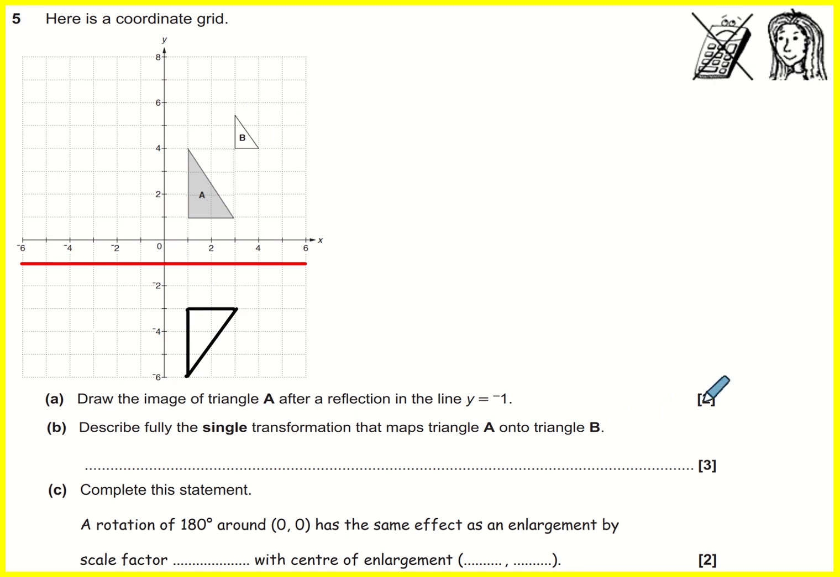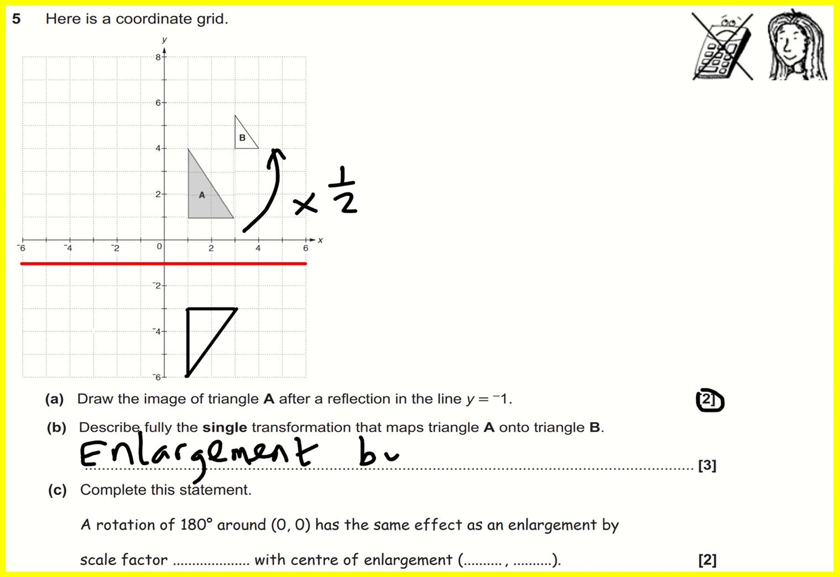Nice one. Done. Okay, describe fully the single transformation that maps A onto B. Well, the first thing I note is that it's got a bit smaller, so it's going to be an enlargement. And the second thing is, how much smaller has it got? Well, it was 2 in length, it's now 1, and it was 3, and now it's 1.5. So to go from here to here, I've divided by 2, or equivalently, I've multiplied by 1/2, and that's what it's looking for. Enlargement by scale factor 1/2.